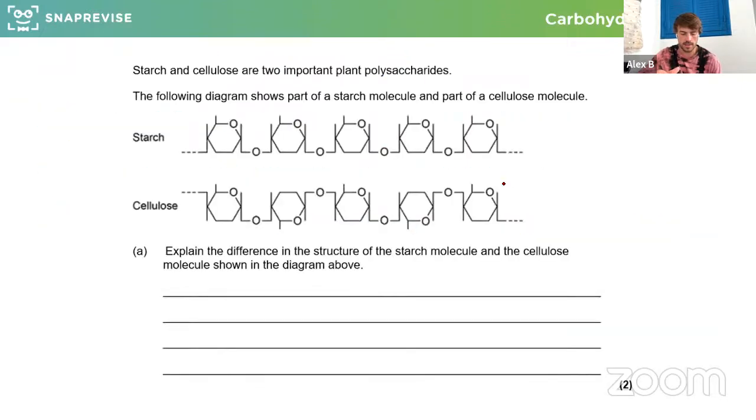And yeah, let's try this past paper question. So starch and cellulose are two important polysaccharides. Explain the difference in the structure between starch and the cellulose. The 2 marks. So what can you guys come up with for that?